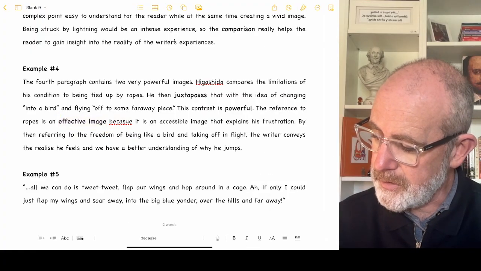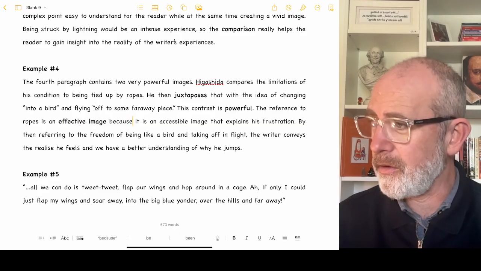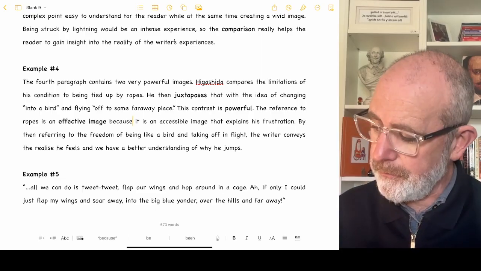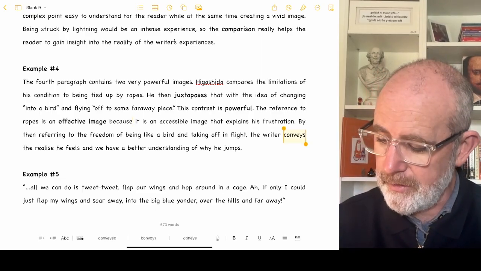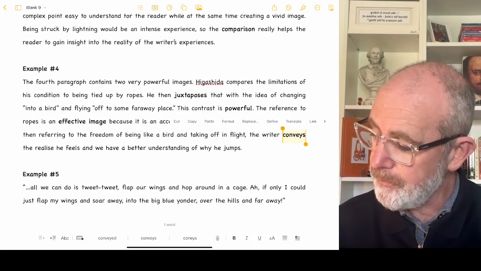Because, sorry, misspelled "because." It is an accessible image that explains his frustration. So you're able to articulate your reasons why. By then referring to the freedom of being like a bird and taking off in flight, the writer conveys, again, great use of vocabulary for a junior cycle or even a Leaving Cert student.